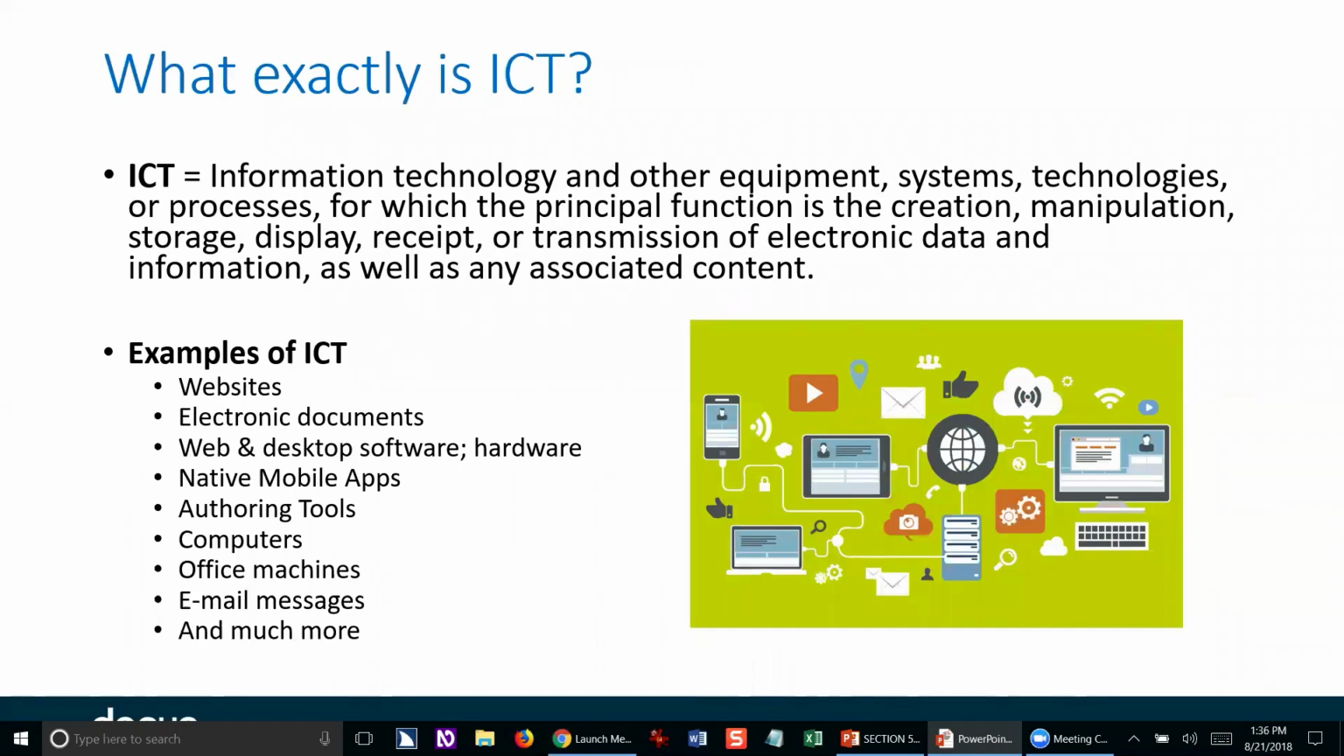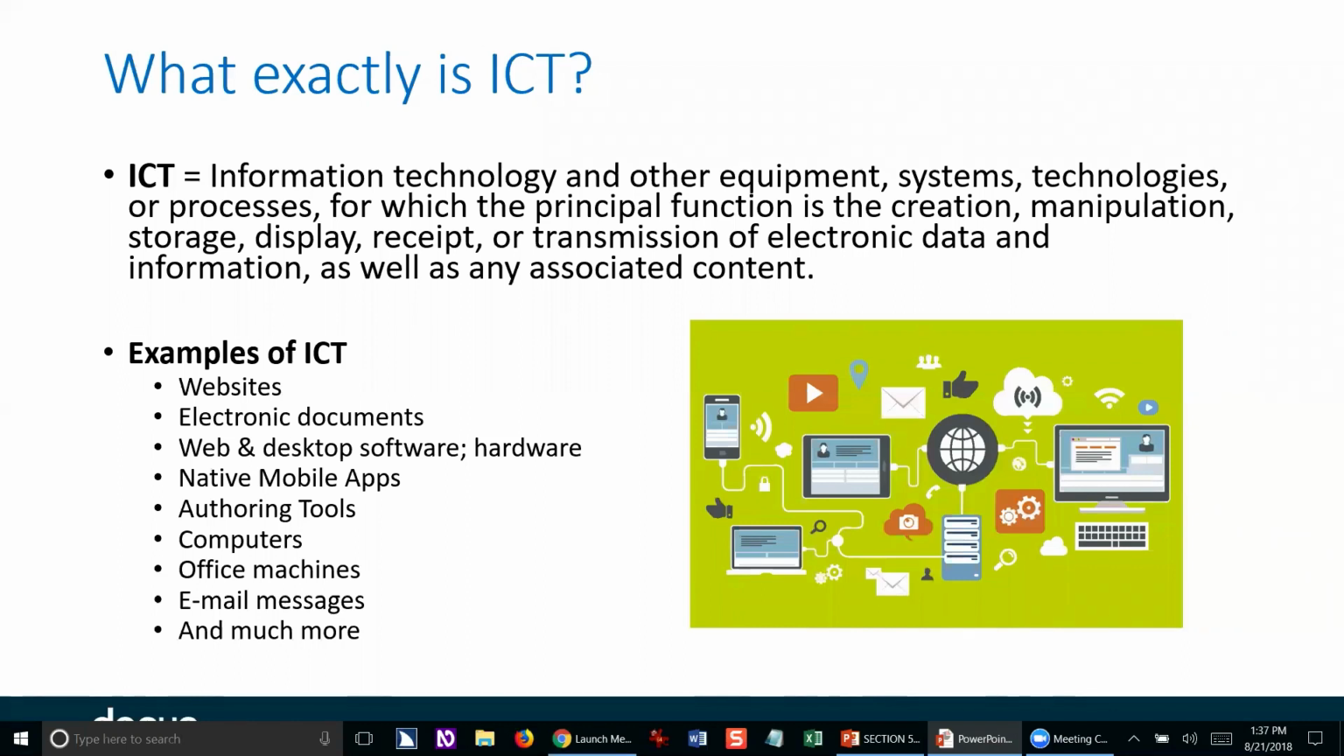Here's where we can see how broad the Section 508 scope is, just by looking at the definition of ICT. Directly from the text itself, the law states that ICT is information technology and other equipment, systems, technologies, or processes for which the principal function is the creation, manipulation, storage, display, receipt, or transmission of electronic data and information, as well as any associated content.